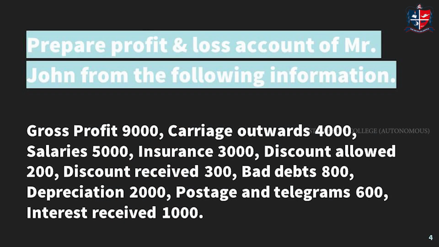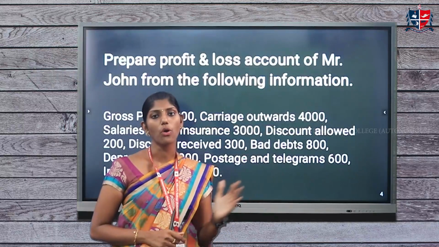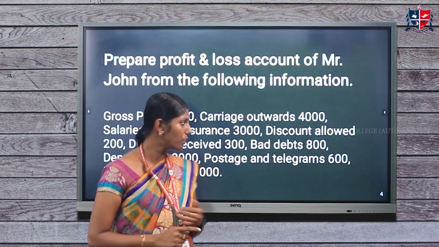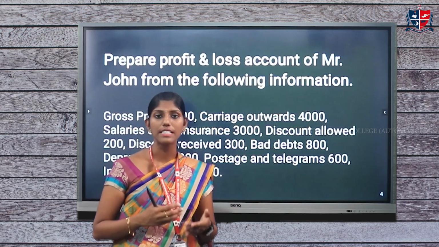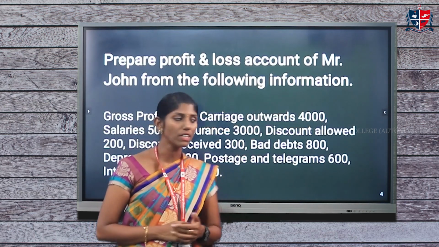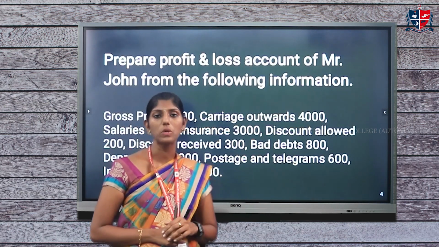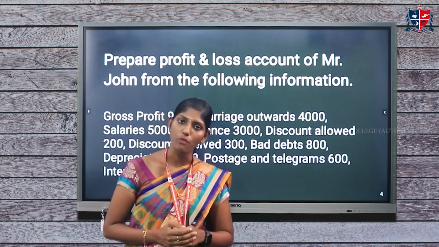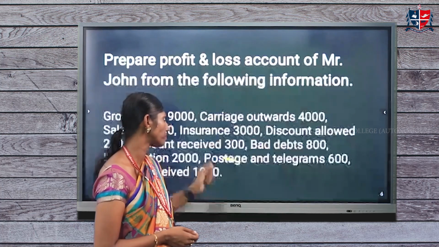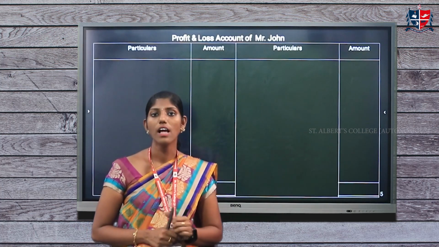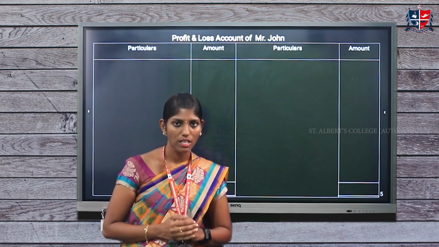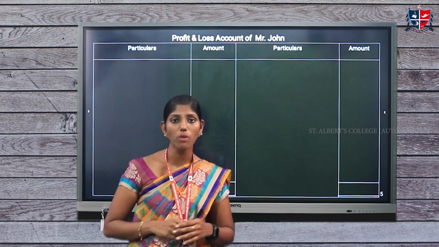Next, we move on to a problem. Prepare the profit and loss account of Mr. John from the following information. We have certain information such as gross profit, carriage outwards, salaries, interest received, discount received, postage and telegrams, etc. So first of all, we have to draw the profit and loss account of Mr. John. This is the format, and the first item should be the carriage outwards, because we have a gross profit.